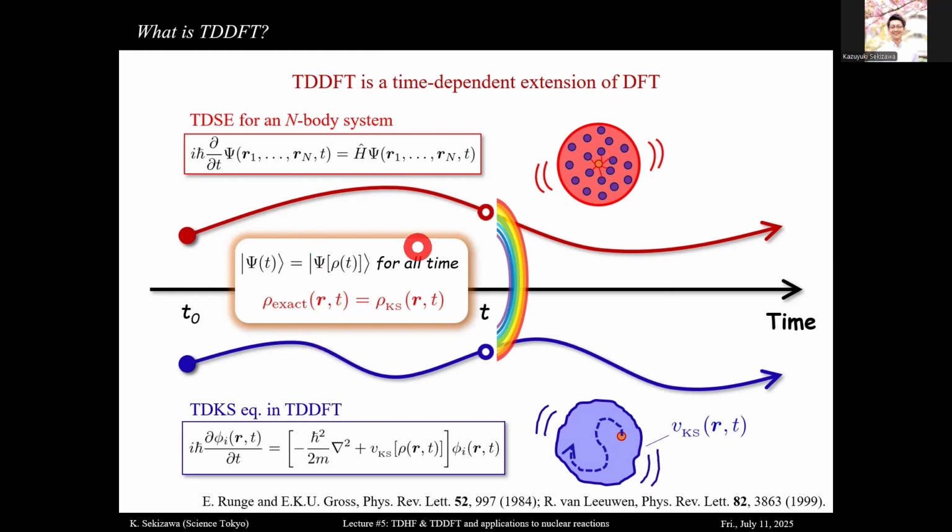actually the many-body wave function and the one-body density at time t have a one-to-one correspondence. So in this case, the one-body density obtained from the time-dependent Kohn-Sham equation can be equal to the one-body density of this many-body Schrödinger equation, coming from the many-body Schrödinger equation. Okay. So I will show the principle how we can show this correspondence.